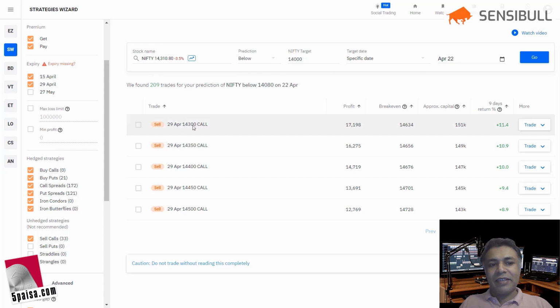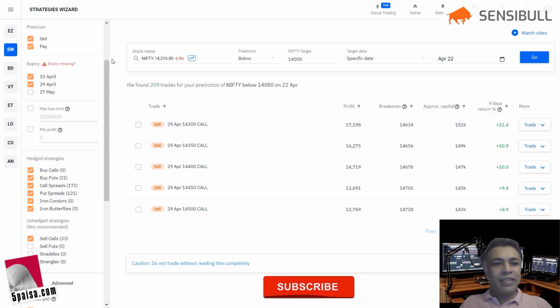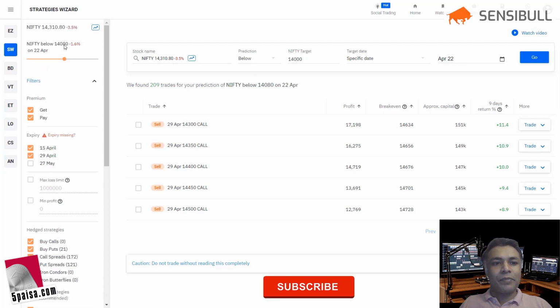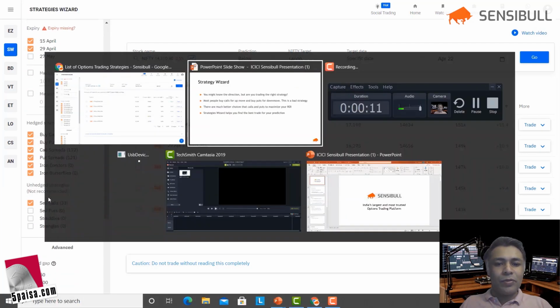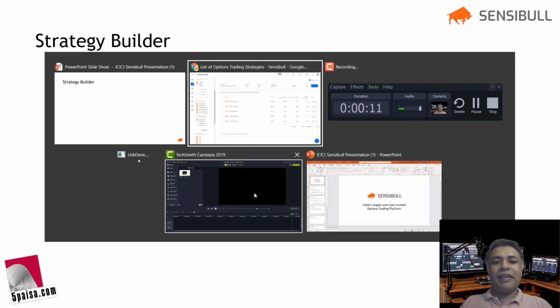Now here's the interesting thing, right? Many people will tell you that buying put options is the best trade to do for a down move, but you can see here that it's actually a sell call which is better than a buy put if your prediction is, let's say, 14,100 or 14,080 right here by April 22nd. So this allows you to find your best trade, right?